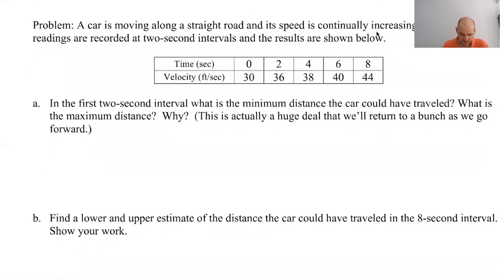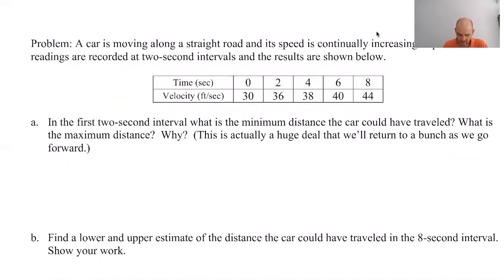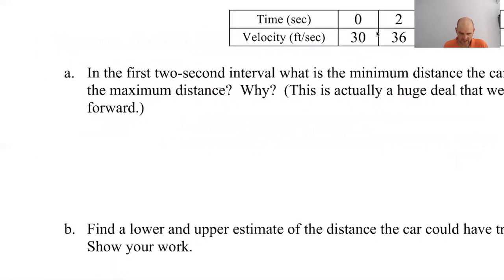In the first 2-second interval, what is the minimum distance the car could have traveled? What is the maximum distance, and why? So think about what we said. We know that this is increasing, so the velocity is always increasing.